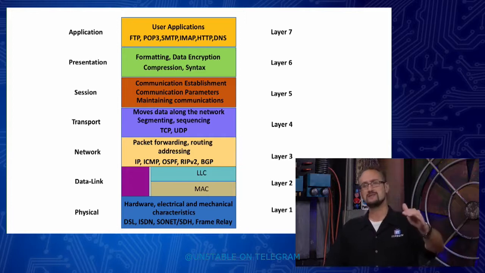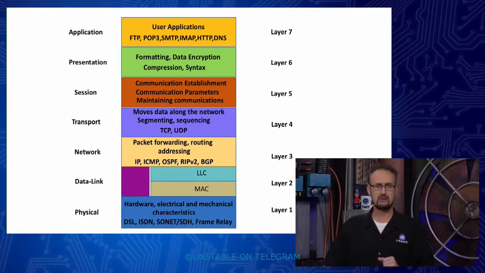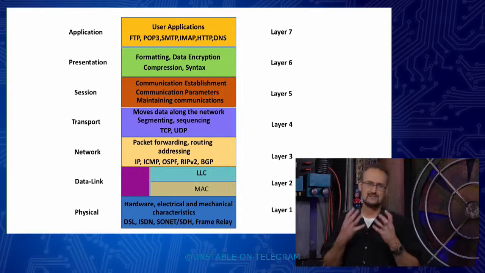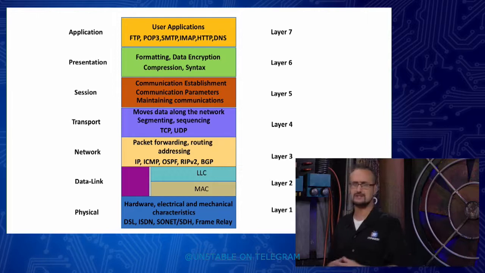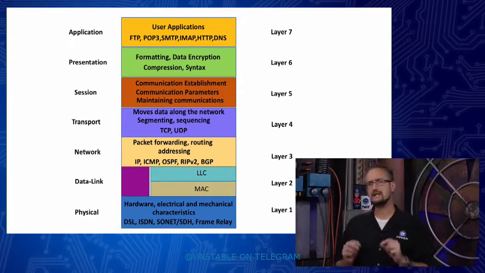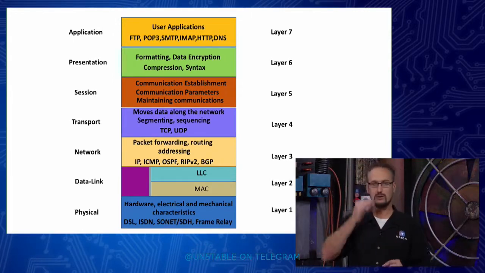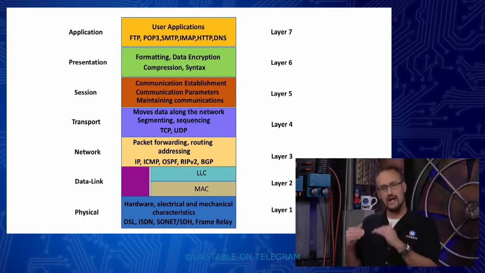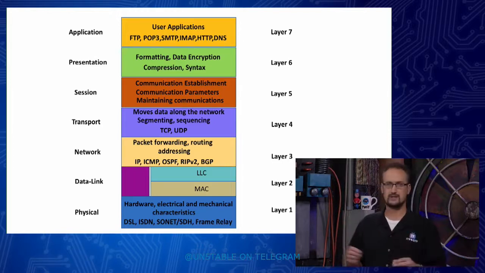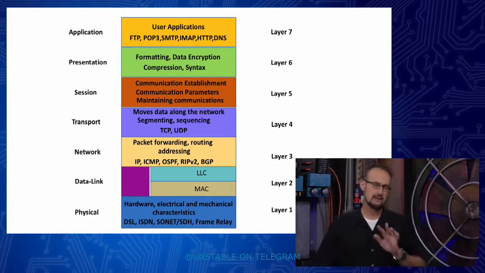But then we move down. Now that we've got access to the network, where do we go from there? Well, now I've got this data, and the application layer has given my data access to the network, but the problem is it's not in a format that the network can really move. We want to make sure that our data that we're going to send across this network is in a format that's transparent to the network. Think about it this way.